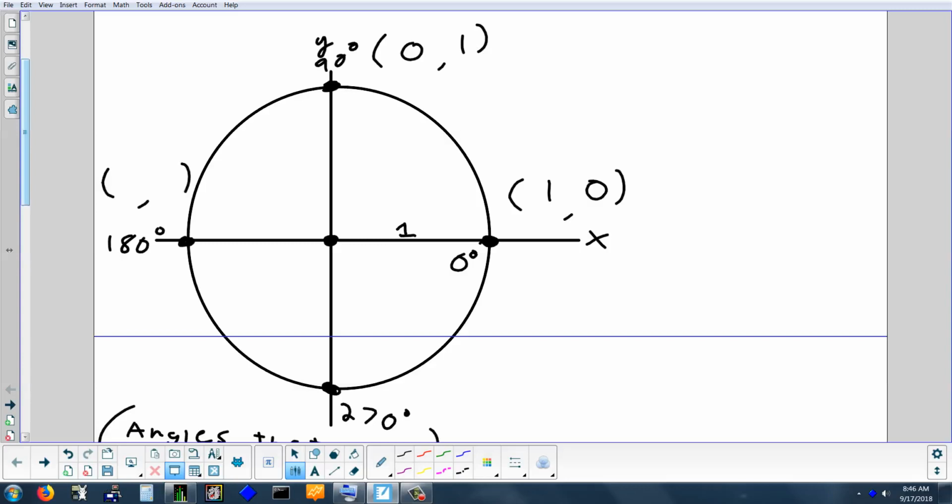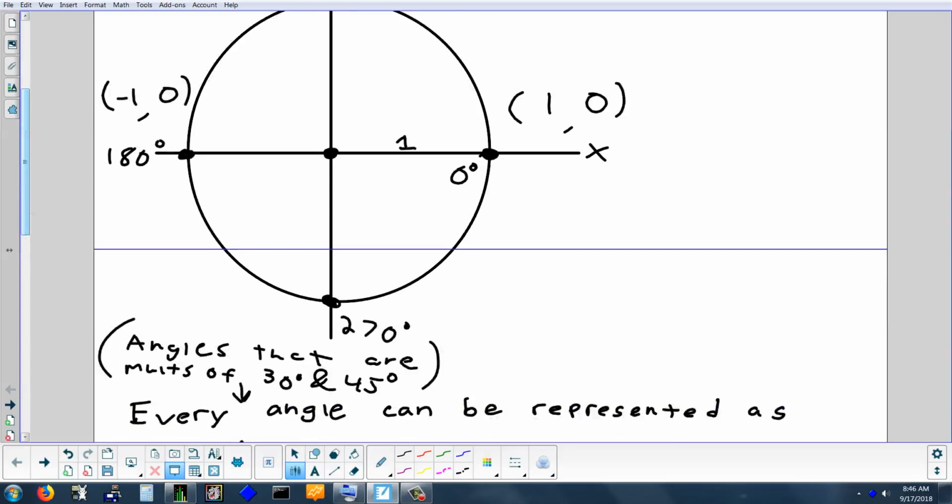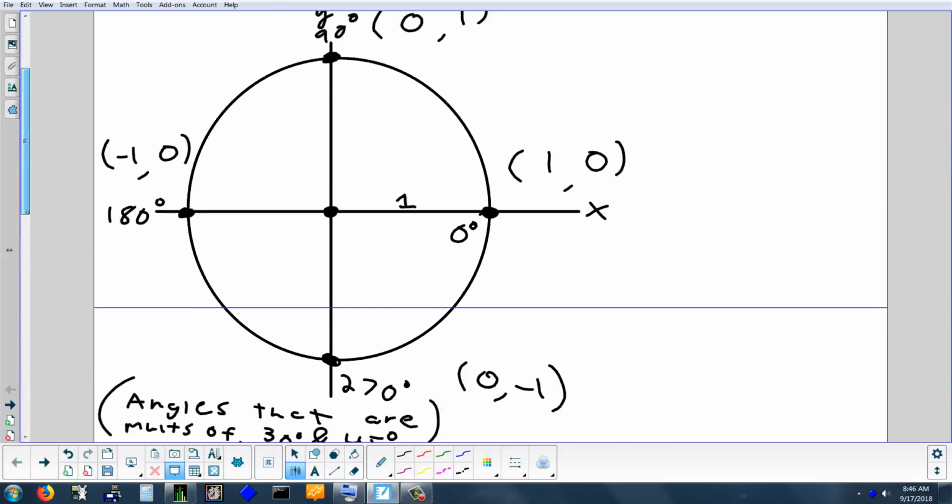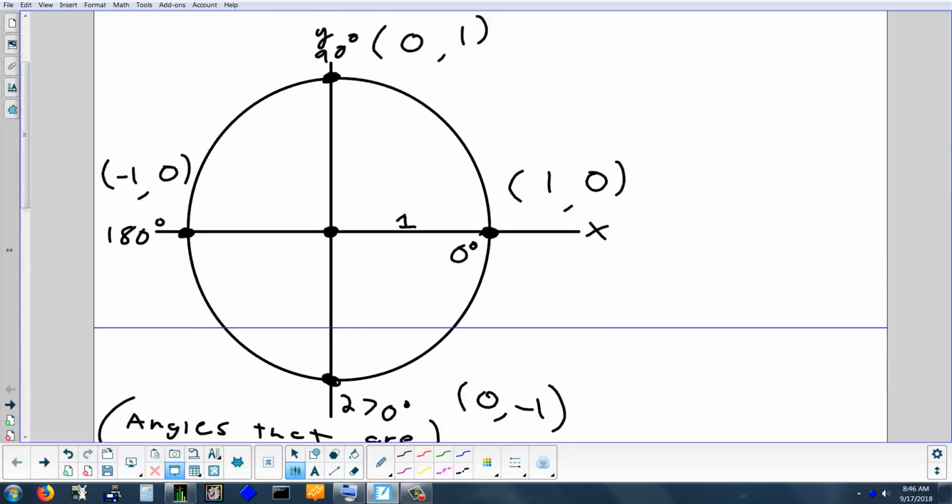Let's do 180. How about Joe? Can you give me the coordinate for 180? -1, 0. Yep. -1, 0. And then the last one, 270, is 0, -1. So those are the easiest coordinates that we'll do all week.